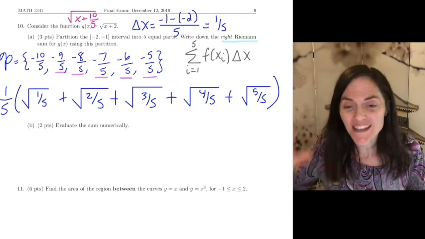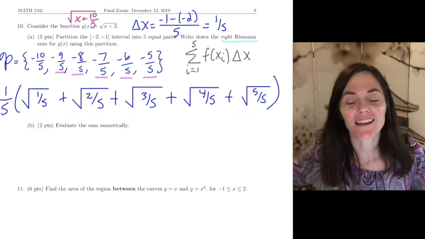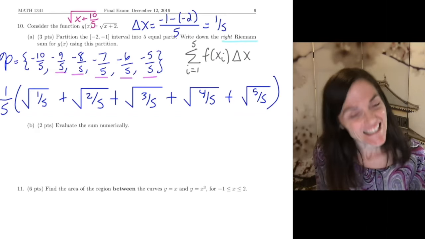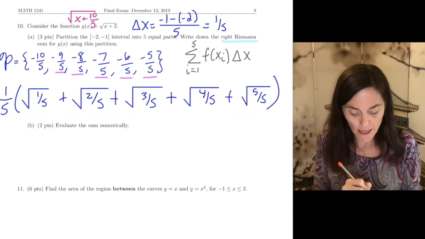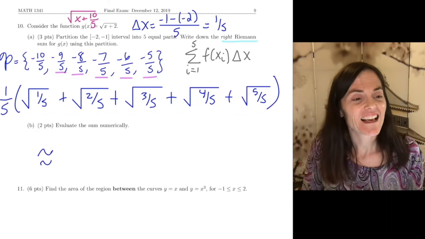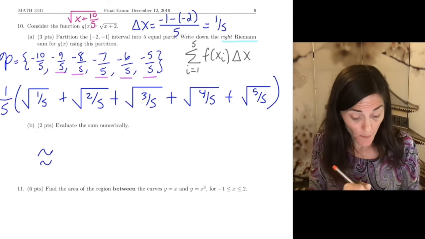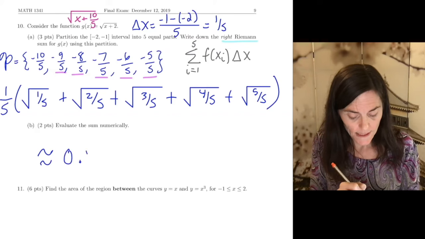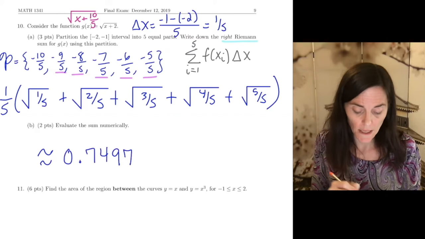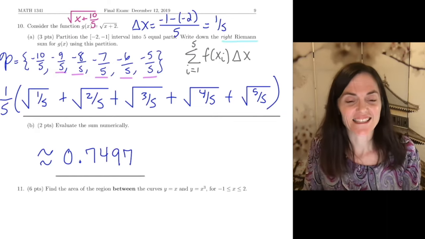Okay, well, at this point, you put this whole big line into your calculator or Desmos, something like this, and we can figure out what this is. When I do, I get this is approximately 0.7497. So this is the answer for B. This is B, and this is A.